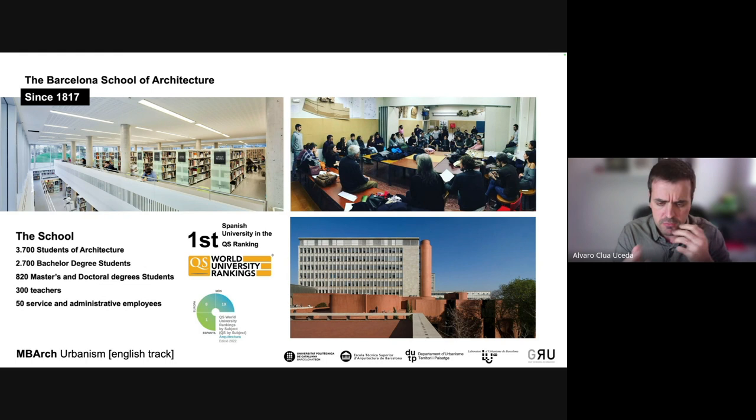So we like to think of a master where we don't have a lot of students, but a small group of students with very close interaction with the tutors, where we can discuss, we can debate, we can have a very close education process. Nonetheless, the school is very big. The school has around 4,000 students of architecture in total. Of them, 800 are master and doctoral students.